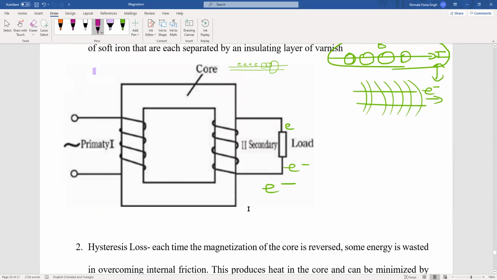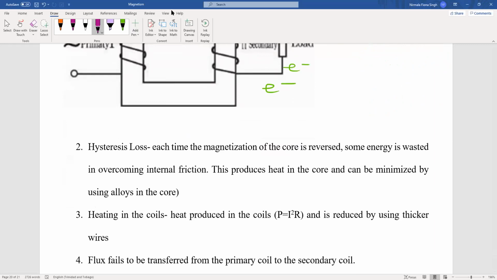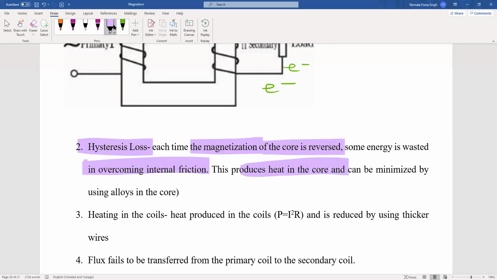Then going on, let's read the rest. Our second energy loss is hysteresis loss. So hysteresis is magnetism. That's basically what we mean. We talk about the movement of magnetic fields. Each time the magnetization of the core is reversed, some energy is wasted in overcoming internal friction. This produces heat in the core and can be minimized by using alloys in the core.